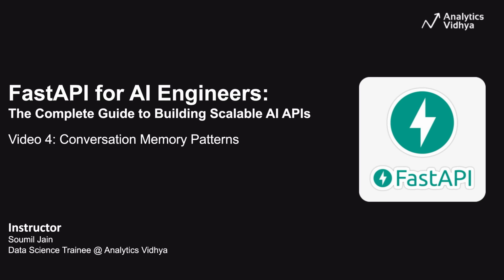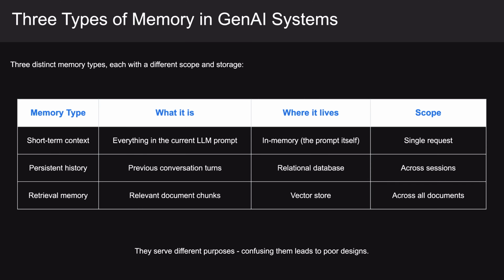Let's break them down. There are three types of memory in a GenAI system, and they're easy to mix up. Short-term context is everything inside the LLM's prompt window for one request: the system prompt, the recent conversation turns, and the retrieved chunks. It exists only for the duration of that single request. Persistent history is the conversation stored in your database, turns from previous requests that you selectively load and inject into the prompt. Retrieval memory is your document knowledge base in the vector store. It doesn't store conversation, it stores knowledge that any query can retrieve from. Each type has a different job, a different storage home, and a different scope. Get the boundaries right and your system becomes much easier to reason about.